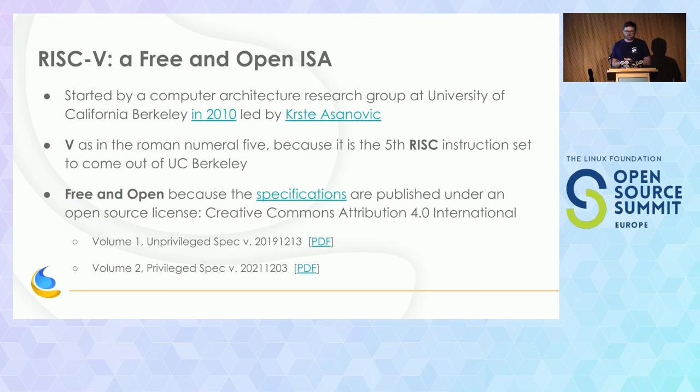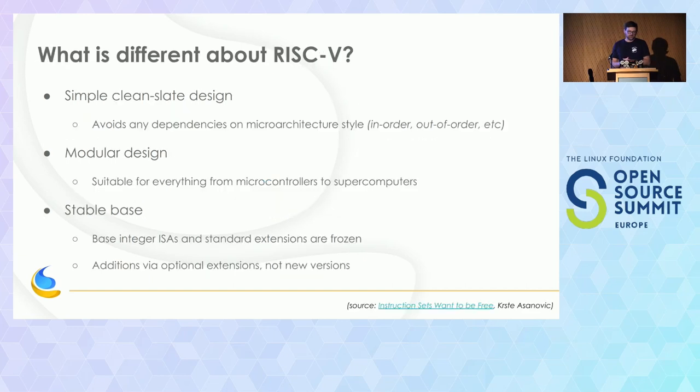So RISC-V is a free and open ISA, or instruction set. Originally started back in 2010 at UC Berkeley, and the V is as in the Roman numeral for 5 because it's the 5th RISC instruction set to come out of Berkeley. And the reason why I say it's free and open is because the specification for the ISA is available under an open source license, the Creative Commons Attribution License. And it comes in 2 volumes. There's the unprivileged specification and the privileged specification. And I'll get into more of that a little bit later.